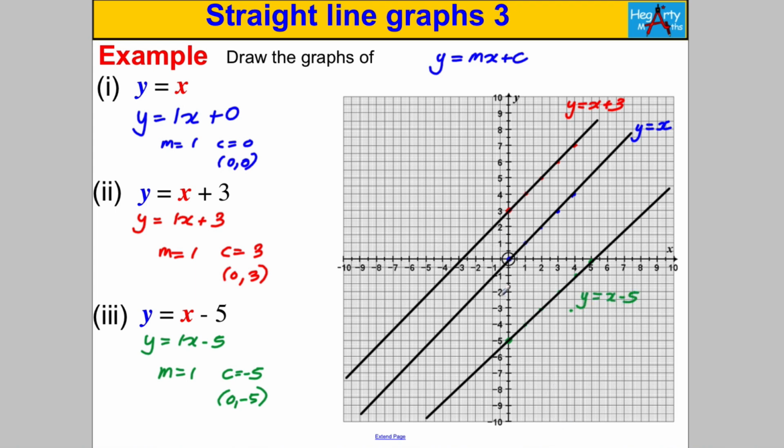And it's really clear from looking at them, we should have known that the gradient of all of them would be the same. After all, you've got 1x in each of the cases, and it was only the y-intercept that was changing for us each time, and the y-intercept was given by these numbers here.